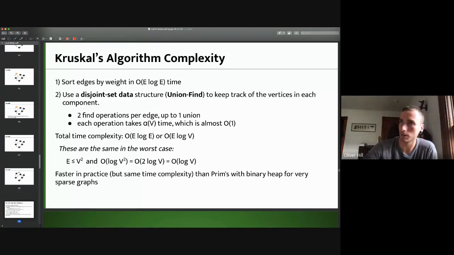Then we can use a disjoint set data structure like union find, which I think you've done, to keep track of the vertices in each component. We do 2 find operations and up to 1 union, and that's basically constant time. Union find is not on project 4 or the final. It's not going to be on project 4. There could be some questions on it in the final. So the total time complexity is O(E log E) or O(E log V), depending on which is larger, basically.